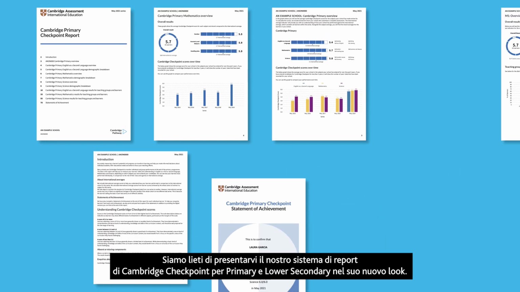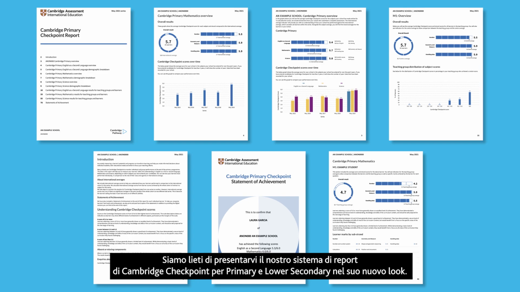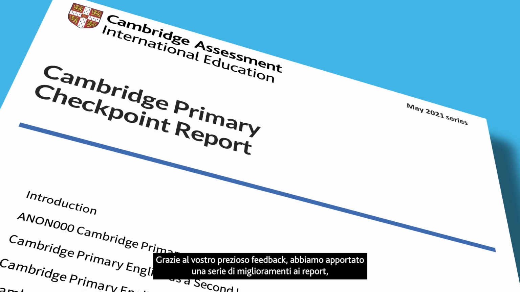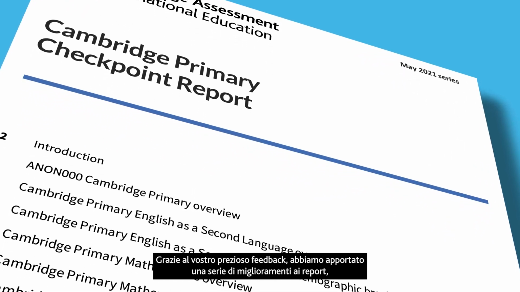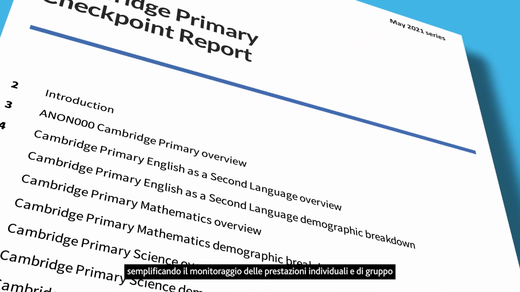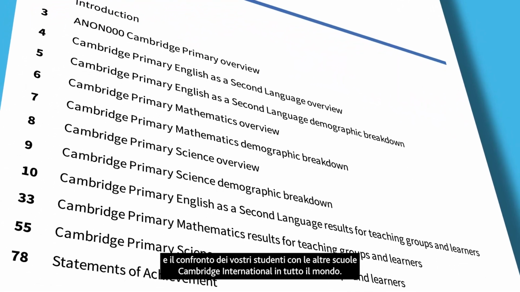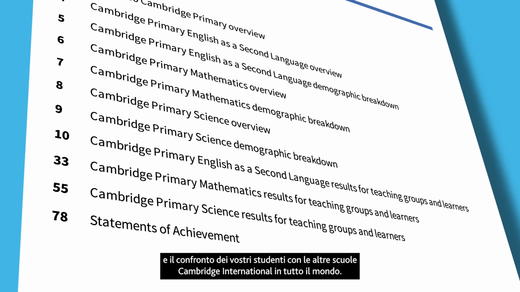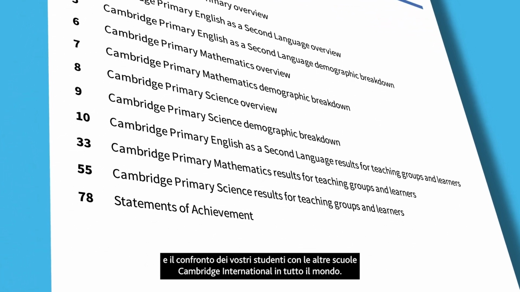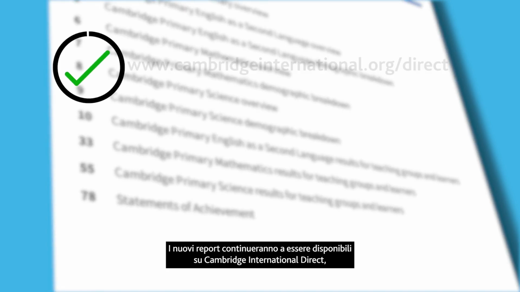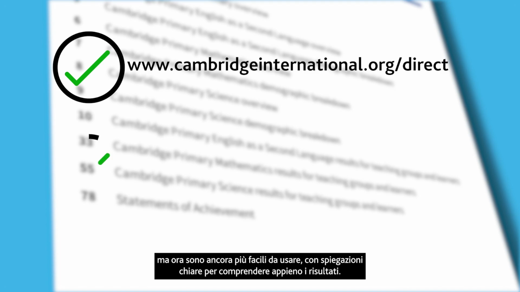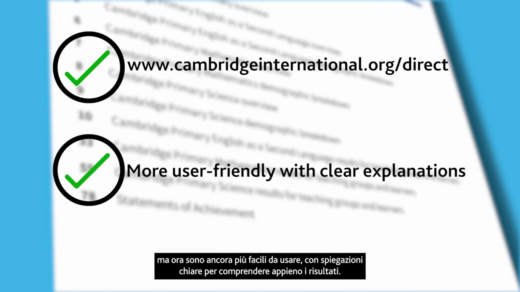Delighted to introduce you to our new look Cambridge Primary and Lower Secondary Checkpoint reports. Thanks to your valuable feedback, we've implemented a number of improvements to the reports, making it easier for you to monitor individual and group performance and understand how your learners compare against other Cambridge International schools around the world. The new reports will continue to be available on Cambridge International Direct, but are now more user-friendly with clear explanations to help you fully understand the results.